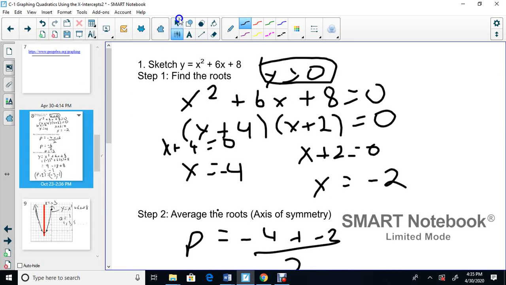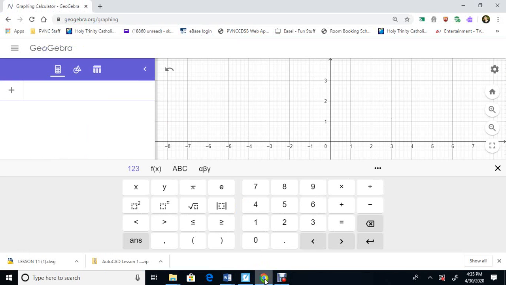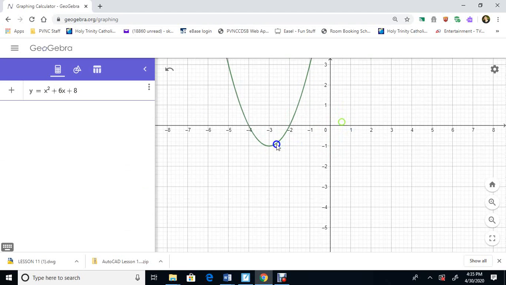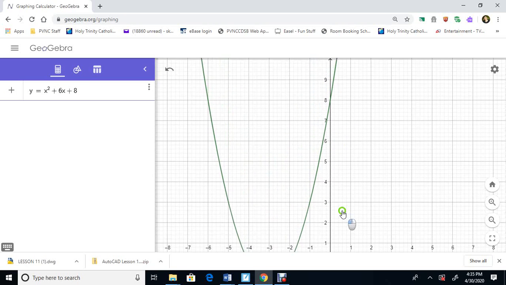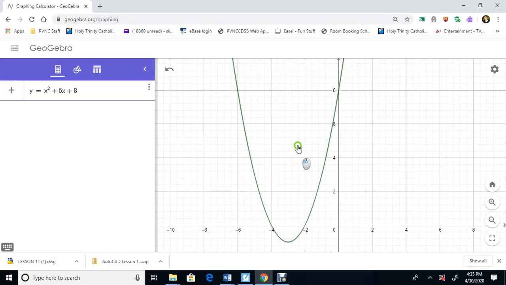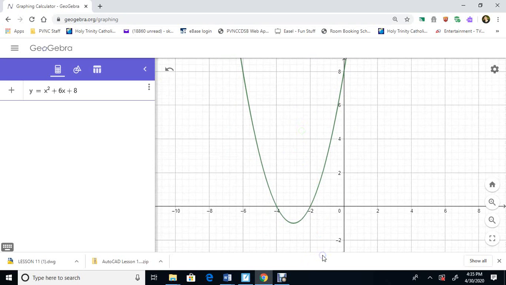Okay, let's go to the software. So let's see how it looks on the software. We're going to type in y equals x squared plus 6x plus 8, down here. See if we got it right. Okay, there it is. 1 here, 1 over. Yep. 1 here, 3 over. 1 here, and all the way up to the 8. Looks like we drew that one correctly.